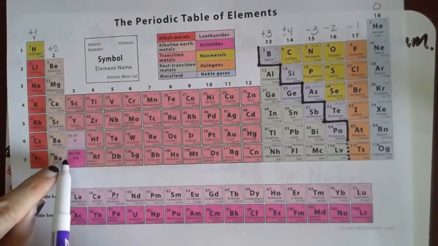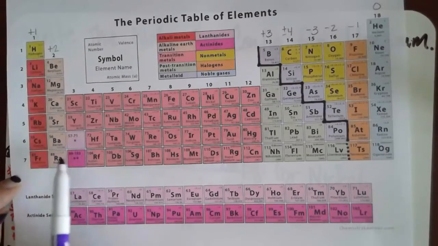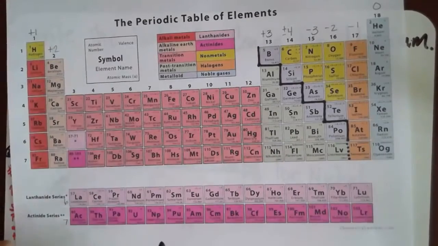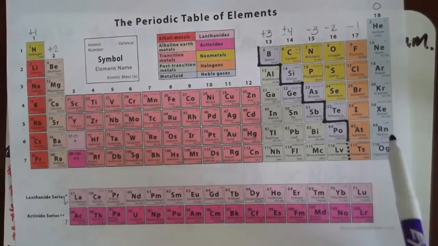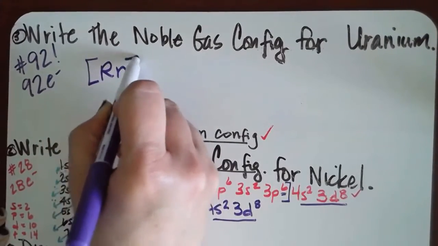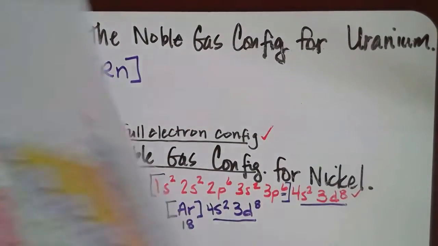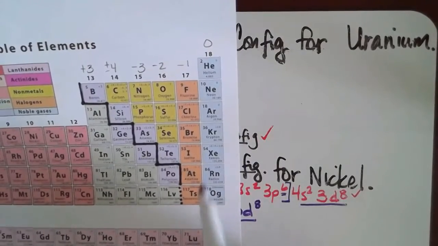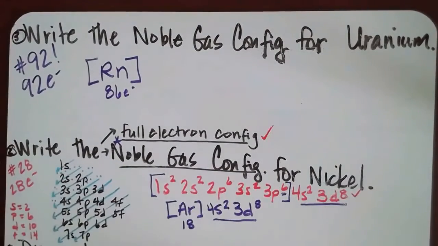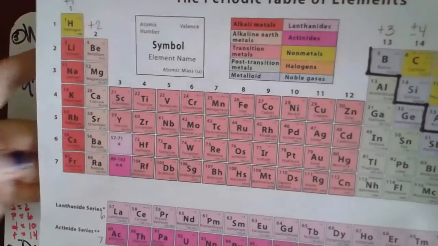So if this fits in here, that means I'm looking for the noble gas before the 7th row. Well, what noble gas is before the 7th row? Rn. So we're going to write Rn in brackets. Now, how many electrons is Rn? Rn is 86 electrons. Thank goodness we just accounted for 86 electrons that we didn't have to write. Well, what number comes after 86? 87. Francium, a very, very important element on the periodic table. We'll talk about that one later.